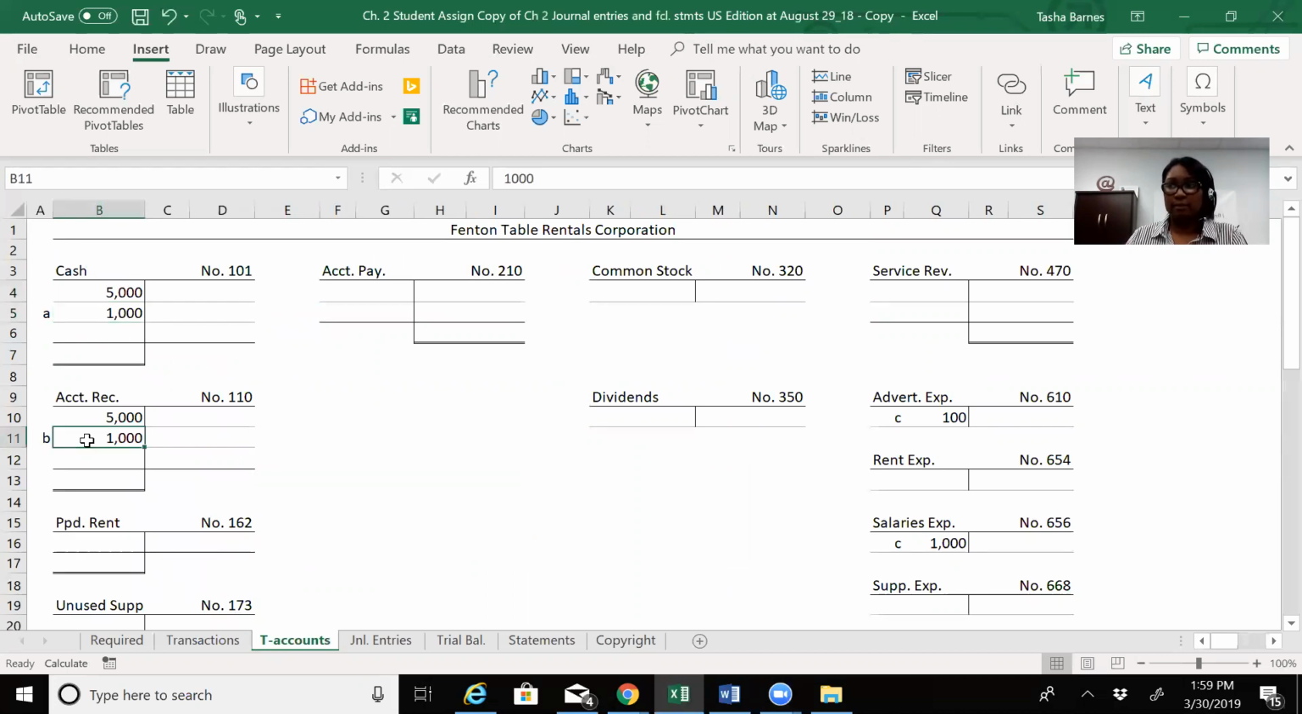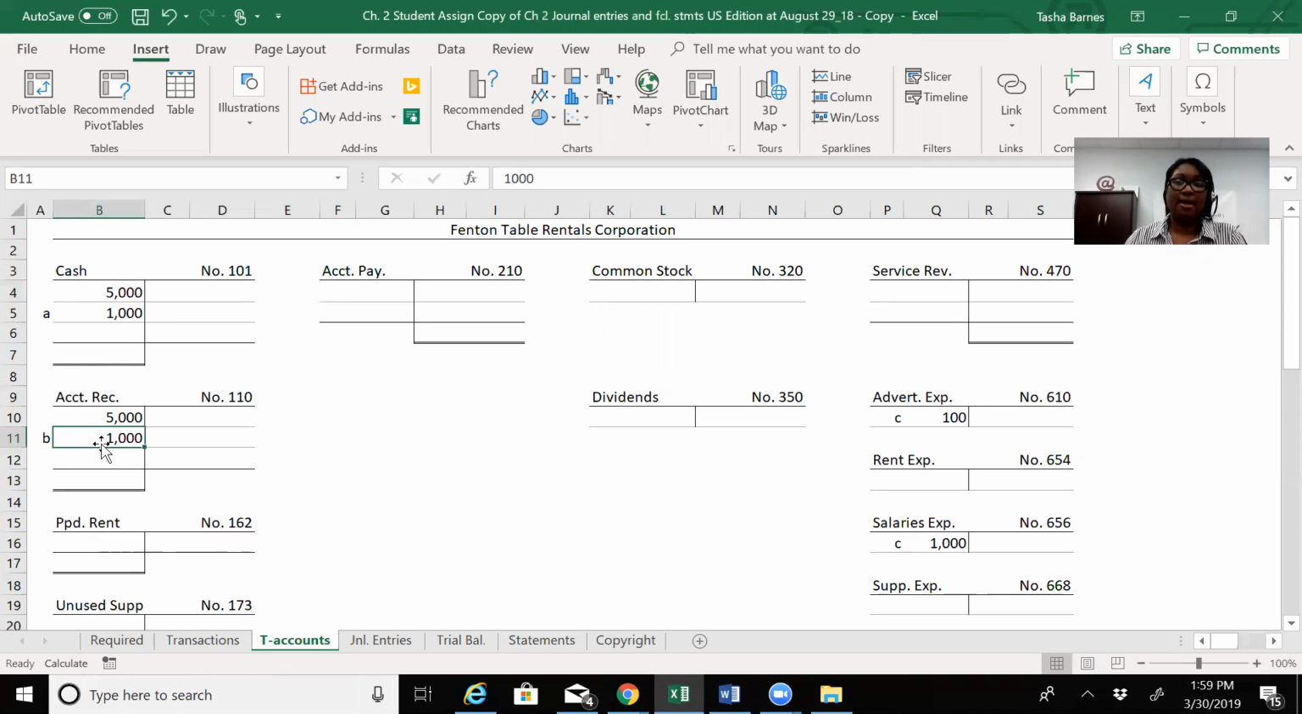For accounts receivable, it says for B, I'm looking at our transactions over here, we bill customers for tables rented to date for $1,000. We billed the customer, but we have not received any cash from the customers. We just sent them an invoice. Accounts receivable is an asset, and assets have a normal debit balance, so we are debiting our accounts receivable for $1,000.